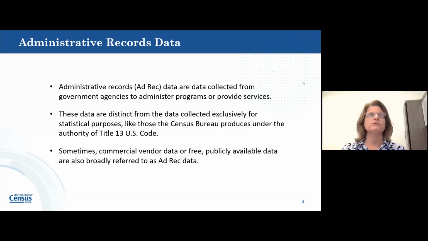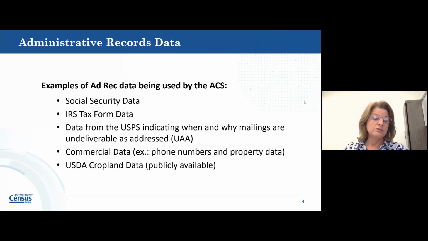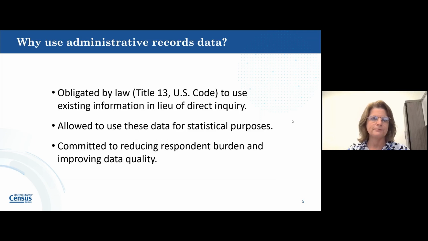Sometimes we also broadly refer to admin recs, but it's really vendor data or publicly available data, and I'll give some examples of that. In the ACS, we use Social Security data, IRS tax form data. When we send out a mailing, it comes back undeliverable as addressed. We get from USPS the when and the why those mailings came back. We purchase phone number data and property data for different purposes. And one of our projects is now using USDA cropland data. So these are just some examples of the different data that we're using.